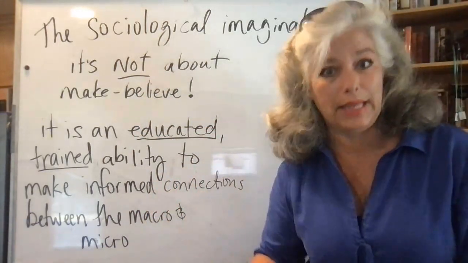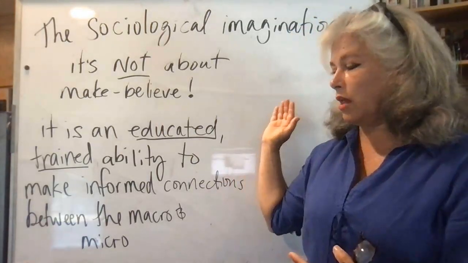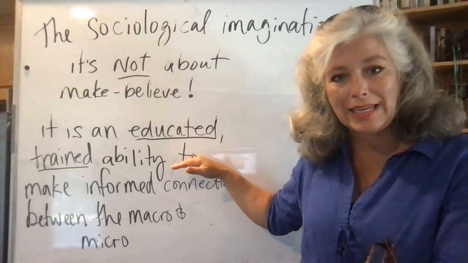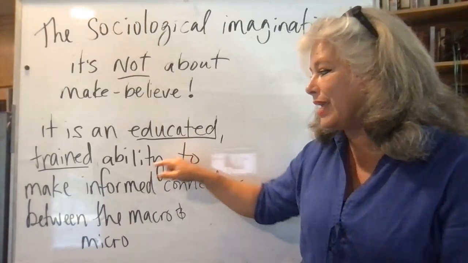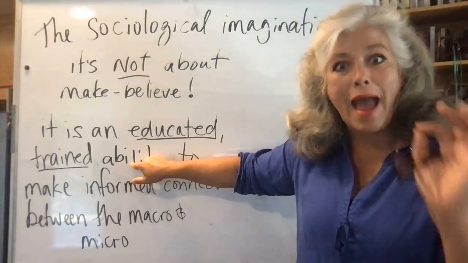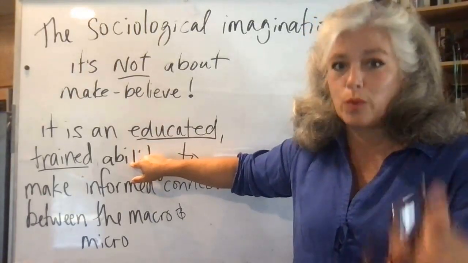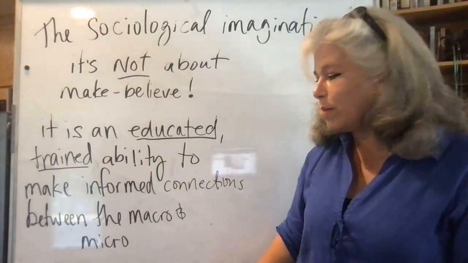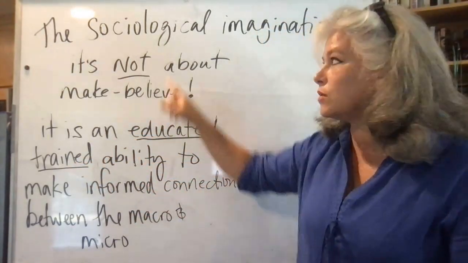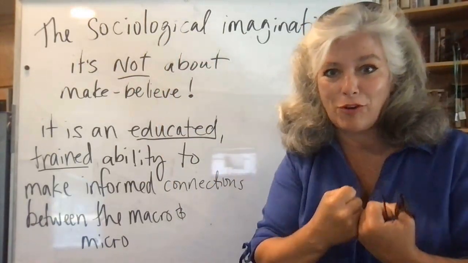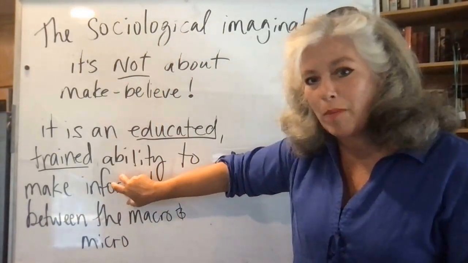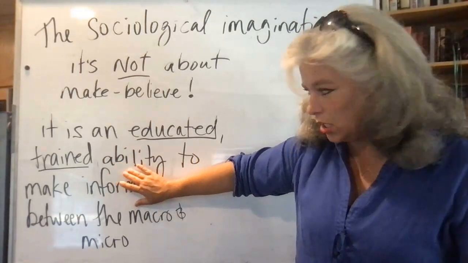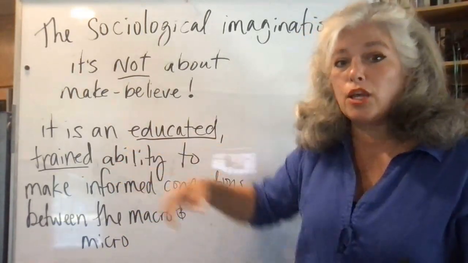That takes make-believe. What we want to do with the sociological imagination is we want to develop an educated, a trained, a skilled point of view. It is an ability. It is a practiced ability. You have to practice doing this. You have to get an educated, trained ability to make informed connections. Remember, sociology is about the scientific method, gathering information, reliable data, information that you can trust. You have to get trustworthy information, and you have to develop your ability through practice.